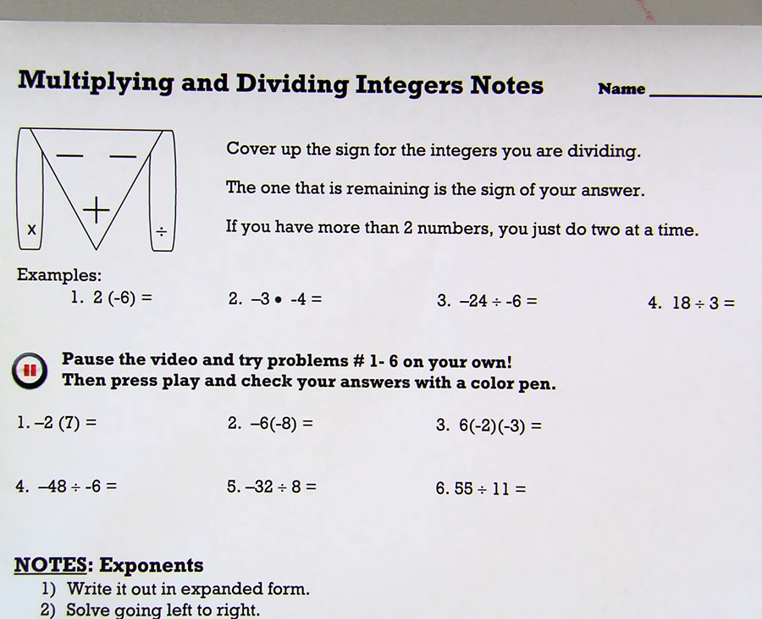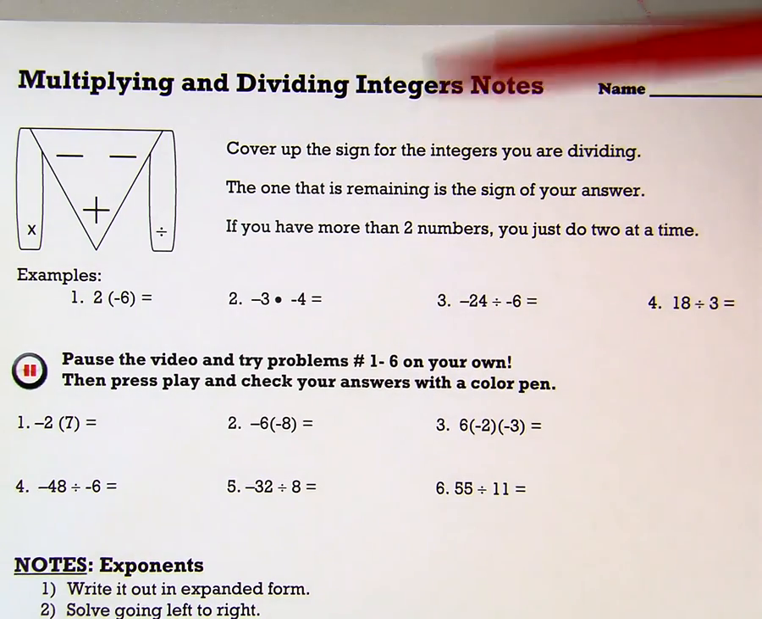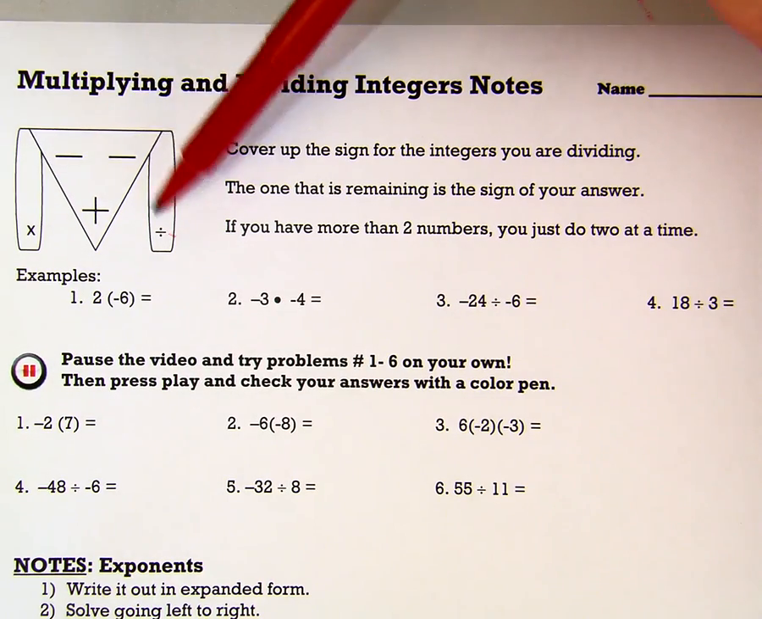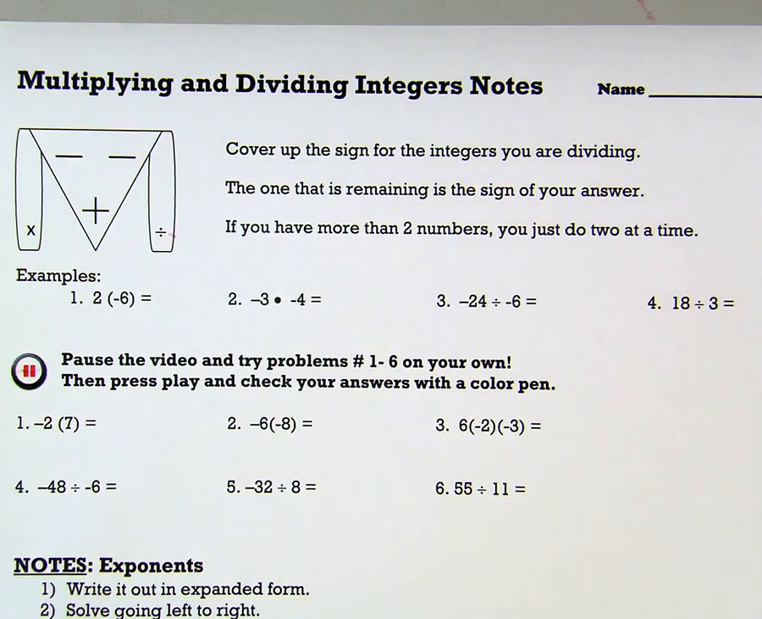Alright, today's lesson is on multiplying integers. When we multiply and divide integers, we have a little hint for you called the sleeping dog. We have the multiplication and division symbols, and then two subtraction symbols for a dog's closed eyes, and a plus symbol for its nose.